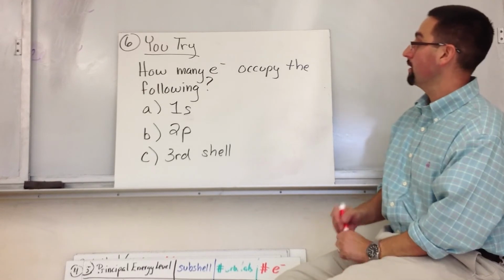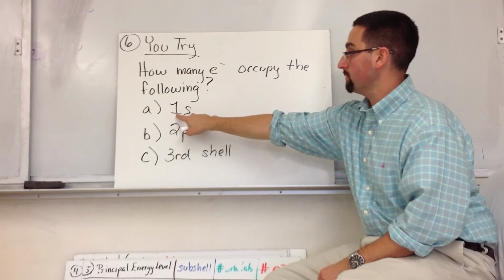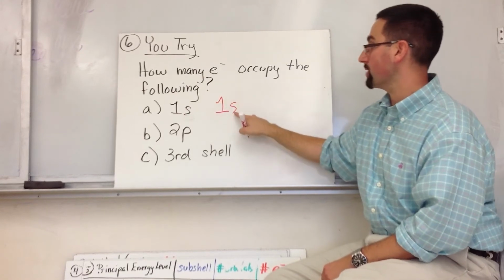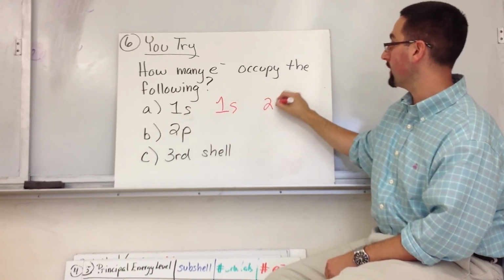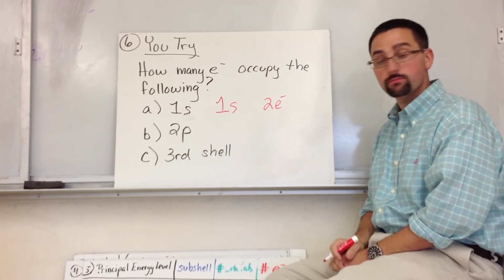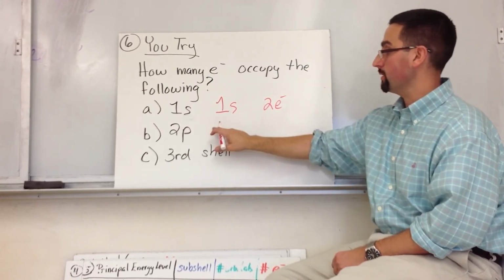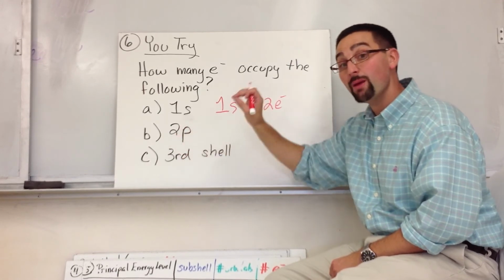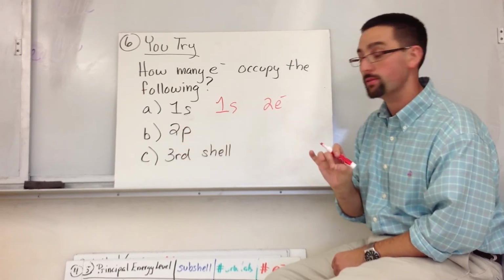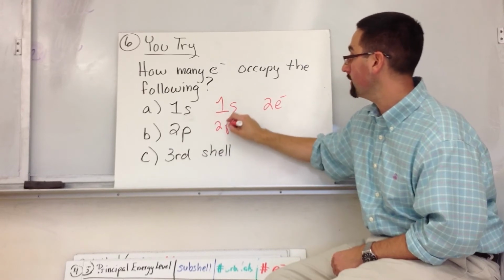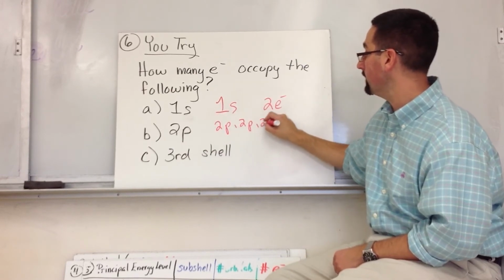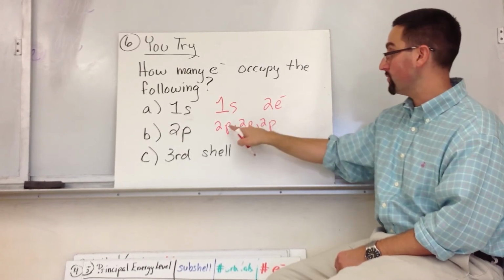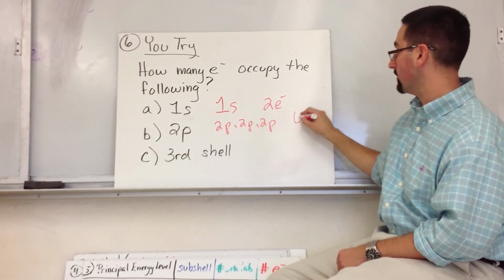Okay, so I'm in the first shell, and it's an S subshell. There's only 1 S subshell, and it can only hold 2 electrons total. Our second question here, we're in the second shell, but it's a p orbital. Remember, for p there are 3 orbitals. So there are 3 2p orbitals, and each one can hold 2 electrons. So that's 2, 4, 6 electrons total.